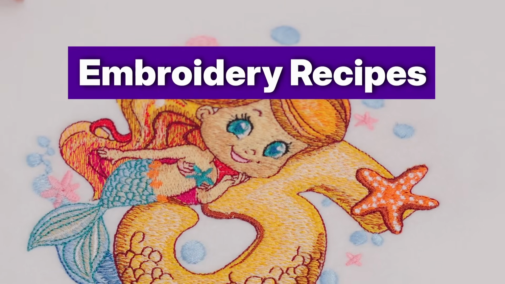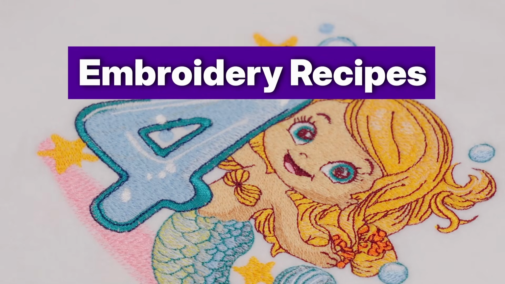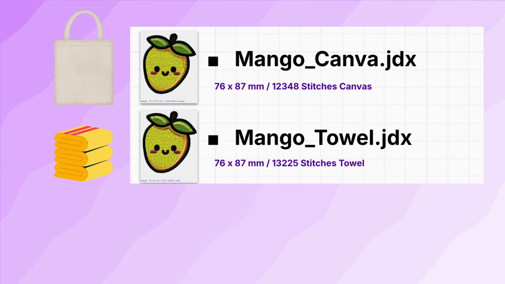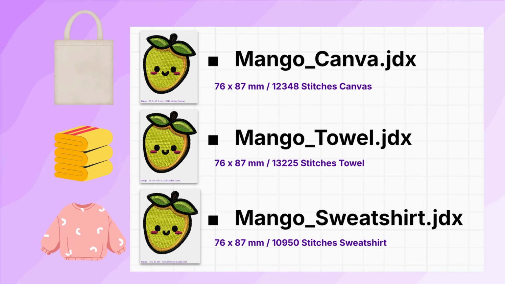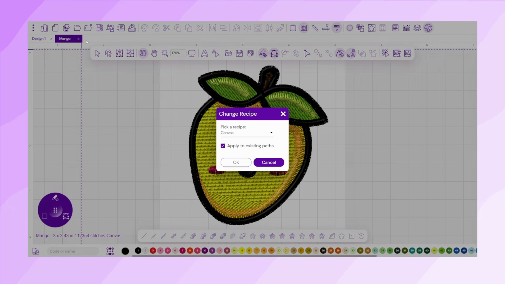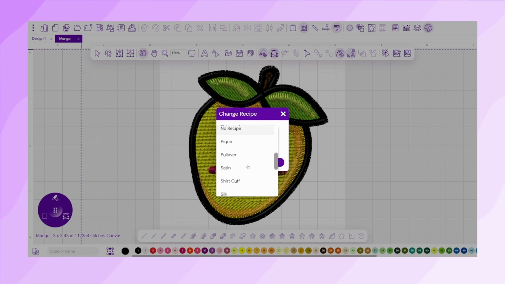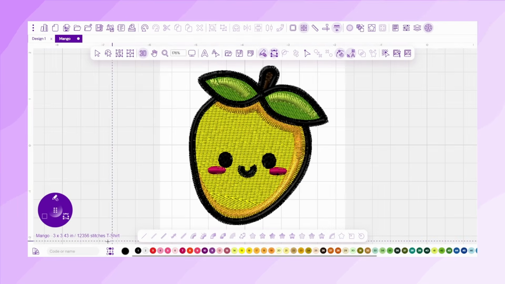Think of embroidery recipes like cooking recipes, but for your embroidery software. They actually generate the proper settings we've discussed, like underlay, pull compensation, and density. You just pick the recipe based on the fabric type you plan to embroider on, and the software will automatically apply the appropriate property settings. Our Embroidery Legacy software has multiple recipes built right in, so if you want to switch your design from sweatshirt to a towel, just change the recipes at the click of a button.